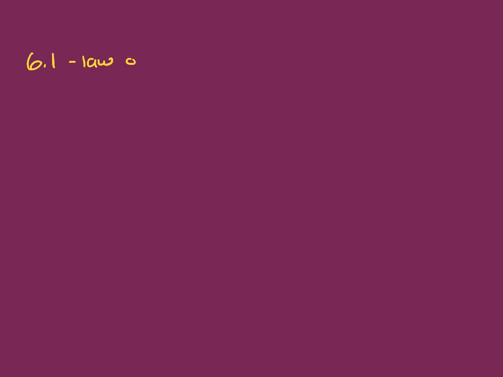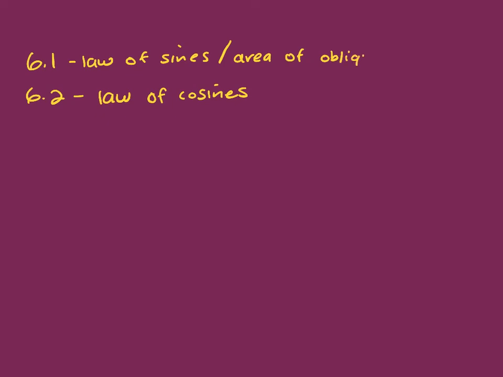6-1 was your law of sines. 6-2 is your law of cosines. The law of sines also had your area of oblique, which is 1/2 ab sine of C, that one. The law of cosines had your Heron's formula, which is where you find the s and then do the square root of s times (s minus a), (s minus b), (s minus c). All that came from 6-2.